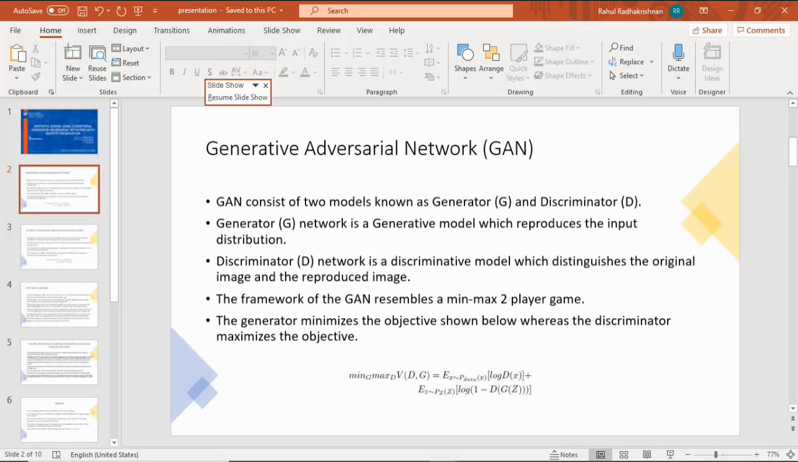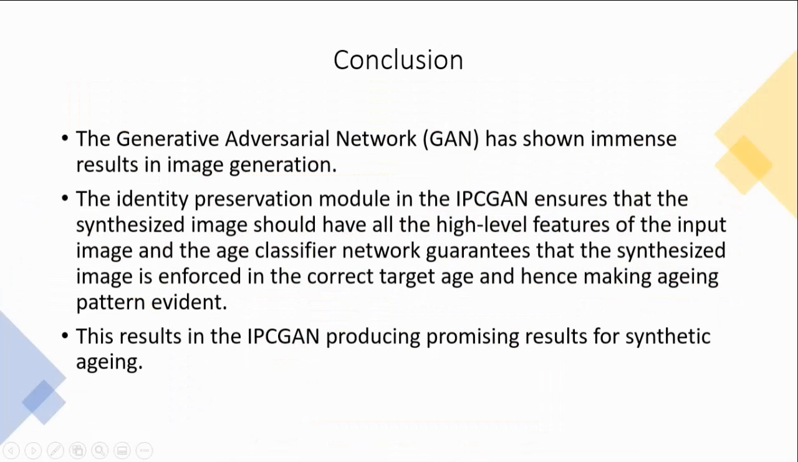Now, in conclusion, the generative adversarial network has shown immense results in image generation. The identity preservation module ensures that the synthesized image using IPC GAN has all the high-level features of the input image, and the age classifier network guarantees that the synthesized image is enforced in the correct target group and hence makes the aging pattern evident. This results in the IPC GAN producing promising results for synthetic aging.